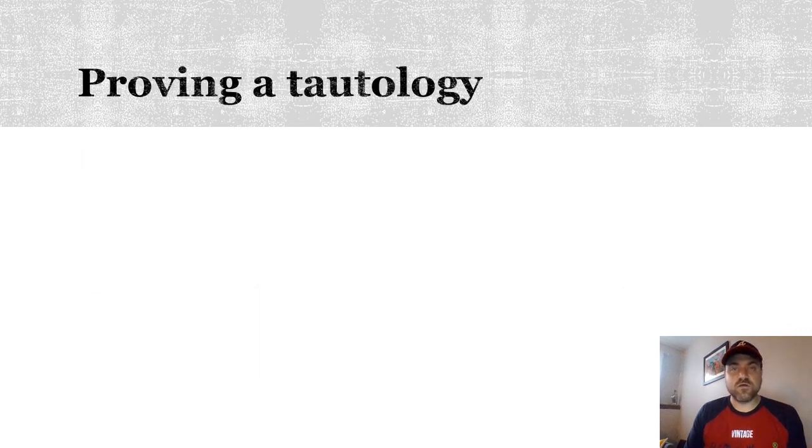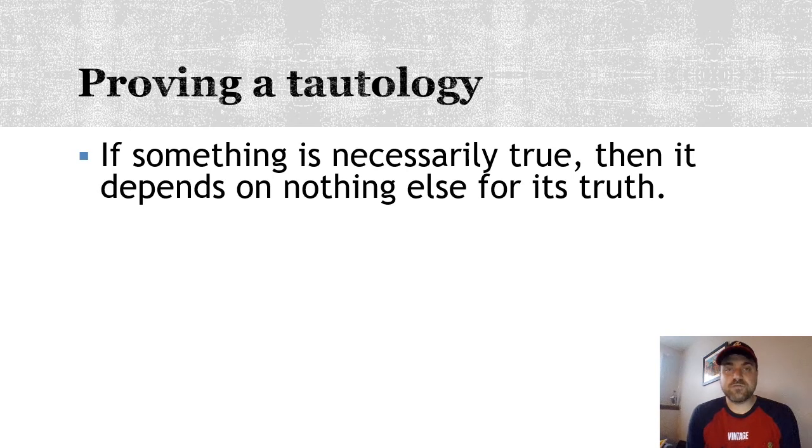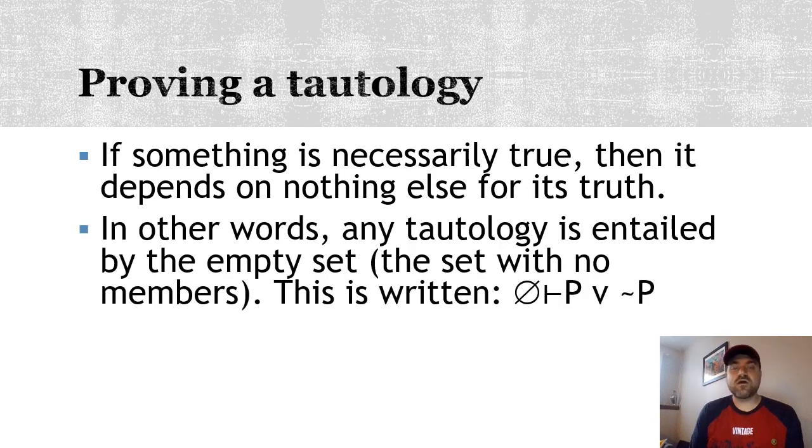And so since we're talking about proofs, we can start to prove some things are tautologies. So for example, if something is necessarily true, then of course it depends on nothing else for its truth, right? It just simply has to be true. It doesn't have to be true because of anything. It just is, okay? It's necessarily true. In other words, any tautology is then entailed by the empty set.